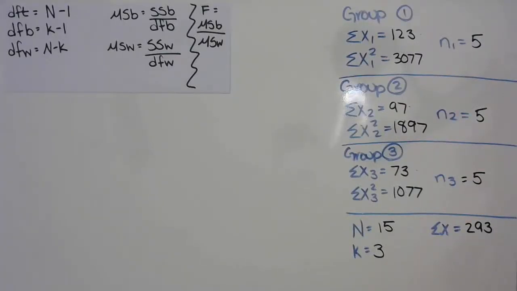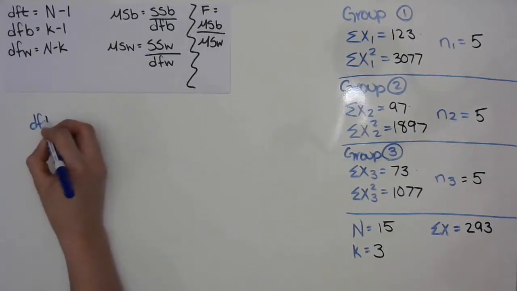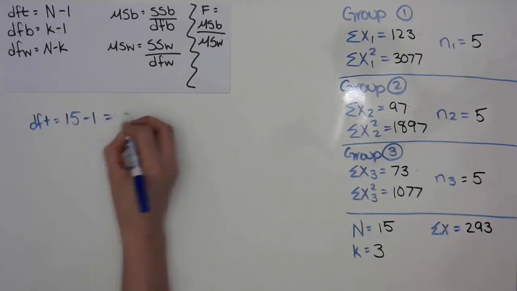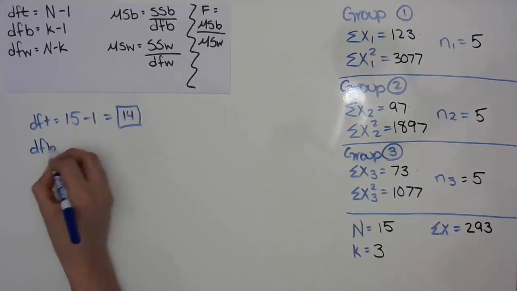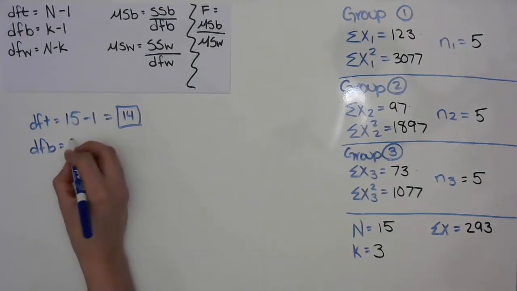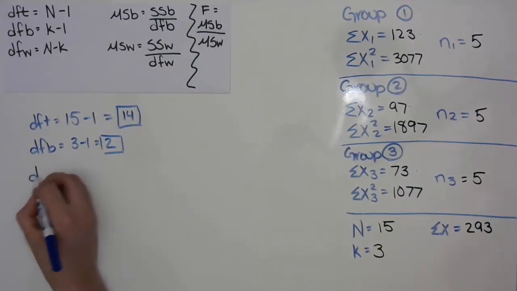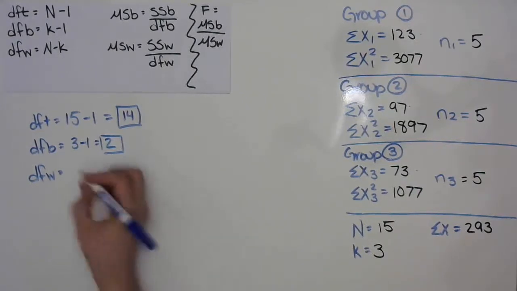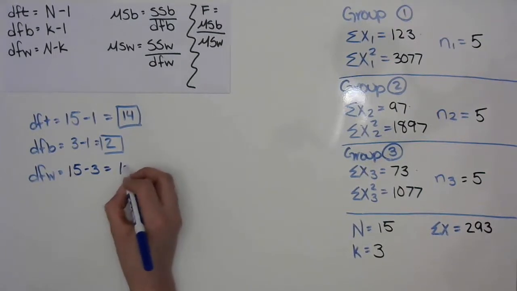Now let's go ahead and find our degrees of freedom. So our degrees of freedom total is n minus 1. Our n value is 15, minus 1 equals 14. Then degrees of freedom between groups is k minus 1, k is 3, 3 minus 1 equals 2. And then degrees of freedom within groups is n minus k, so 15 minus 3, and that is going to give us 12.